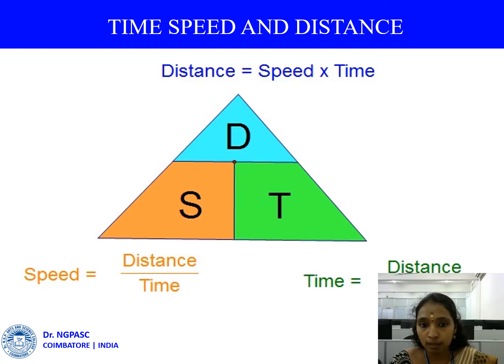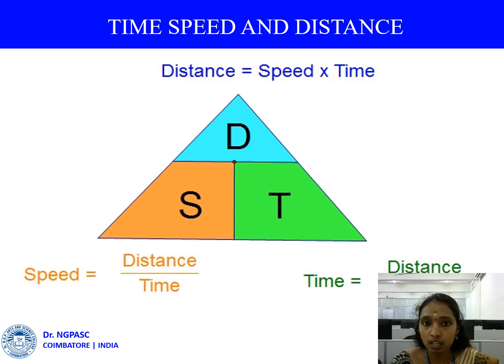How can time, speed and distance be calculated? We are using formulas. In general, distance is equal to speed into time. Speed is equal to distance divided by time. Time is equal to distance divided by speed. These three are the main formulas for calculating time, speed and distance.